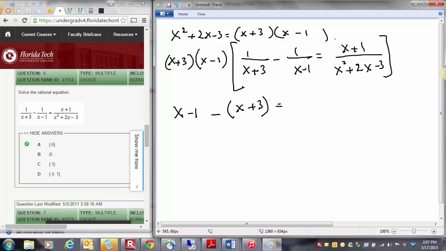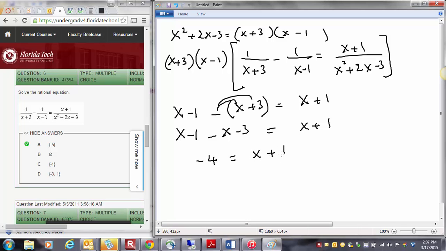Equals. Multiplying by the third, everything will cancel. The x squared plus 2x minus 3, remember it's x plus 3, x minus 1, so they will cancel. And we are left with a numerator, which is x plus 1. Notice here, we also have a linear equation because there is no square. Let's simplify the parentheses. X minus 1 minus x minus 3 equals x plus 1. So x and minus x will cancel. Negative 1, negative 3, like signs we add. Negative 4 equals x plus 1.